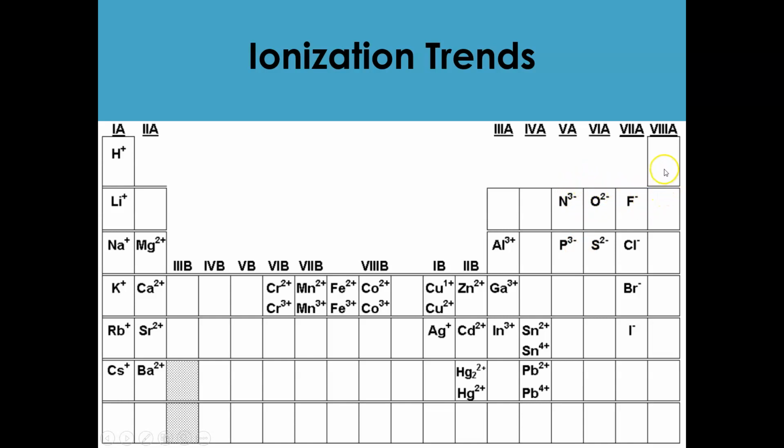The important thing to notice about this chart is that the noble gases don't ionize, and the reason is because they are the nearest noble gas. They already have the same number of electrons. I mean, they already have the number of electrons that they want, and so they never ionize.